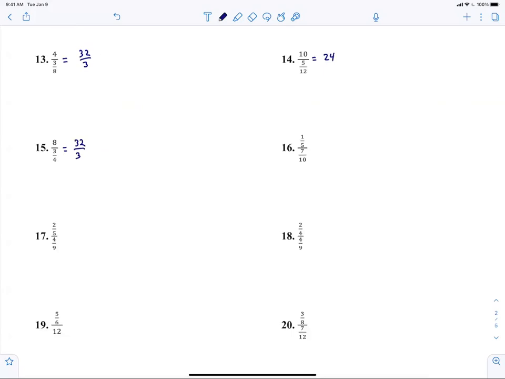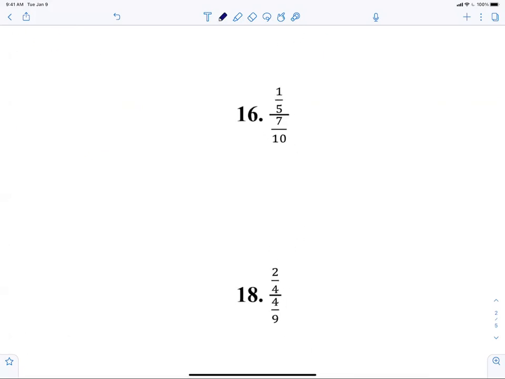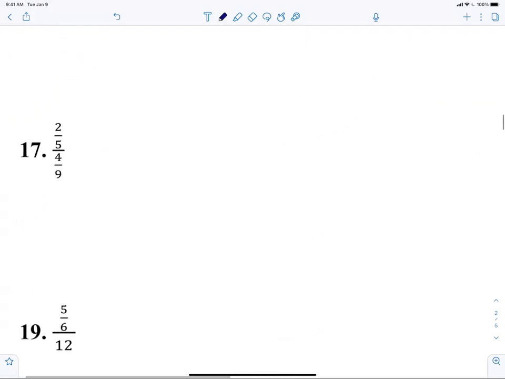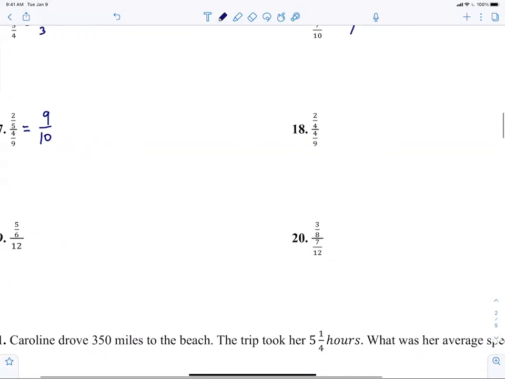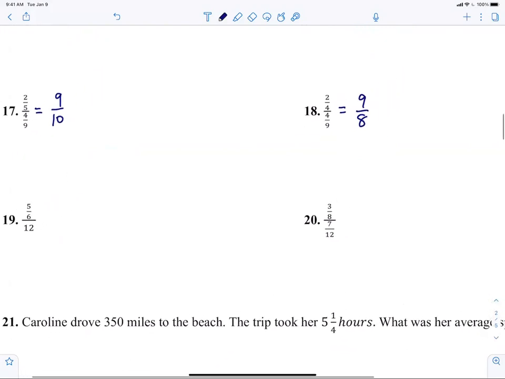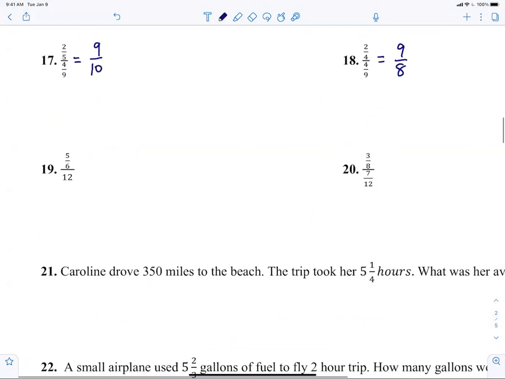Yeah, here we go. 16. So 2 7ths. Anybody else get 2 7ths? All right. 17. 9/10. Everybody else okay? 9 over 10? Yep. All right. 9. Everybody okay with that? Okay. We okay? Yeah. You sure? All right.